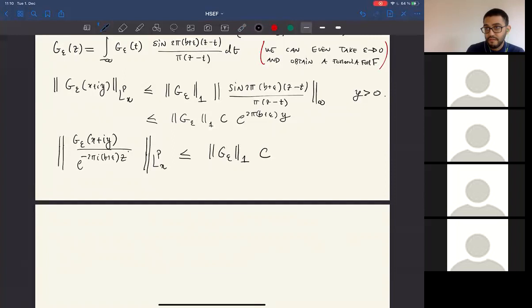Let me just continue with it, and then we can do it for G star. Okay, so we concluded that, great. So what then? Well, this function here implies that G epsilon of z, where I should put x plus i y here, G epsilon of z divided by 2 minus 2 pi i (b plus epsilon) z, by definition, belongs to the Hardy space because its LP norm is bounded.